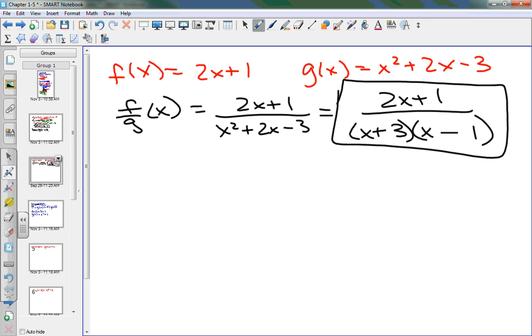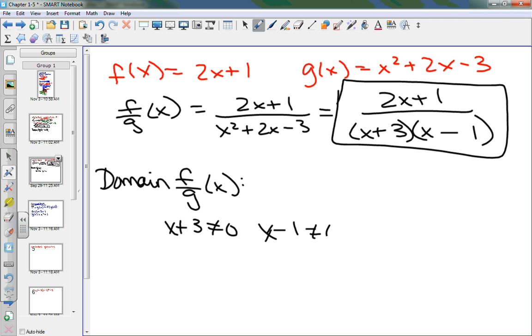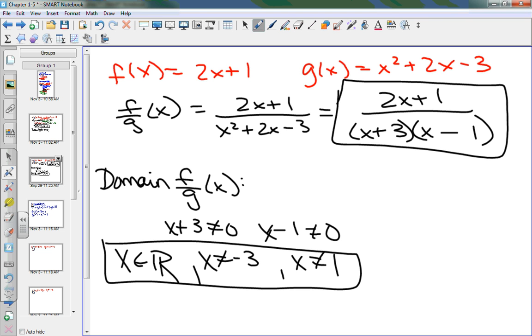So now I need to know my domain. Do I have a fraction? Yes, I do. So do I have restrictions? Yes. What are my restrictions? X plus 3 cannot equal 0, and x minus 1 cannot equal 0. So therefore, x cannot be negative 3, and x cannot be positive 1, in the real number system.